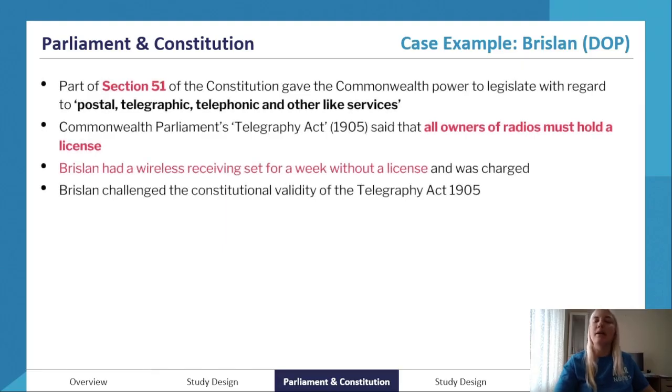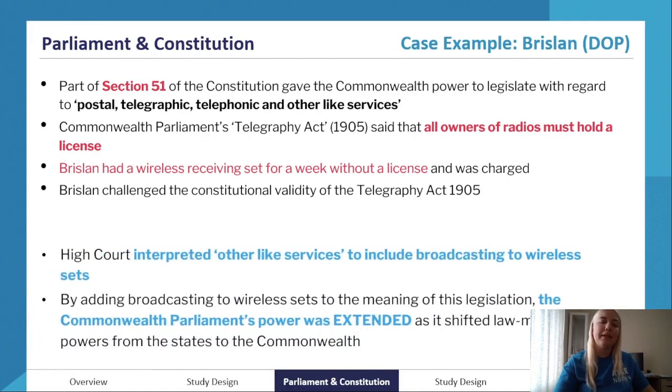Okay, our next case is the Brislin case. So part of Section 51 of the Constitution gave Commonwealth power to legislate with regards to postal, telegraphic, telephonic, and other like services. So basically, technology. And this is a section of the Constitution. So this makes this an exclusive power for the Commonwealth, okay? Belonging to the Commonwealth only.